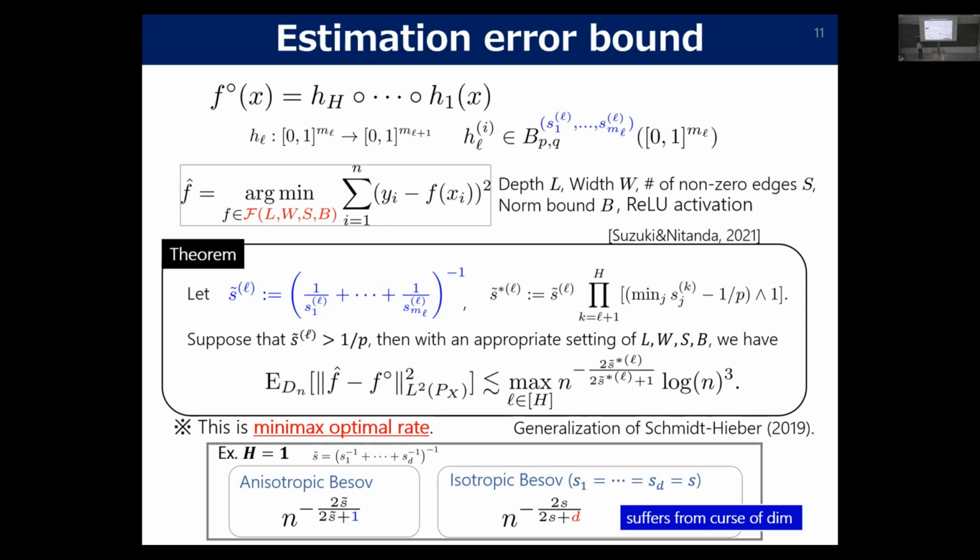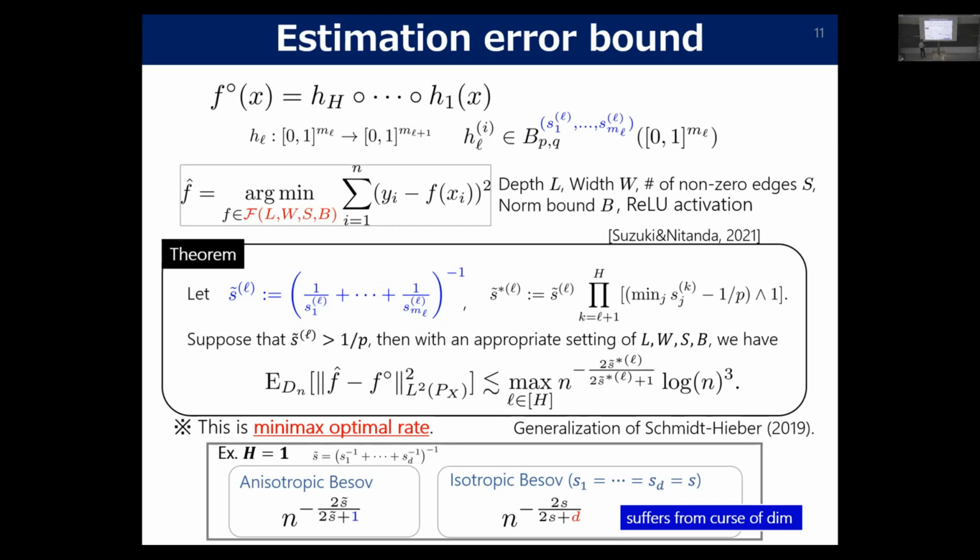I should say that this is a direct generalization of the result by Schmidt-Hieber 2019, which has already appeared in the Annals of Statistics. He considered the composition of Hölder spaces, but this is an extension to the anisotropic Besov spaces. So in that sense, this is a direct extension. This is a specific setting where H equals one, the one layer setting, and the rate of convergence is given like this.